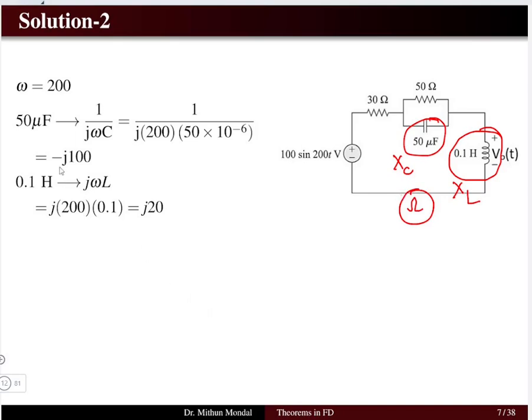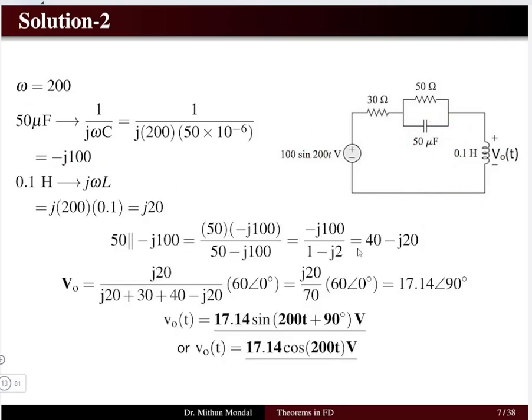So the equivalent ohms that we are getting is minus J100 and J20, the value of XL. So XL and XC we have obtained, and omega is equal to 200 from the problem. Now, once we have obtained this, we can reduce the circuit into a simpler format, where we have the parallel combination of 50 ohms which is in parallel with the capacitor. The capacitor value is minus J100.